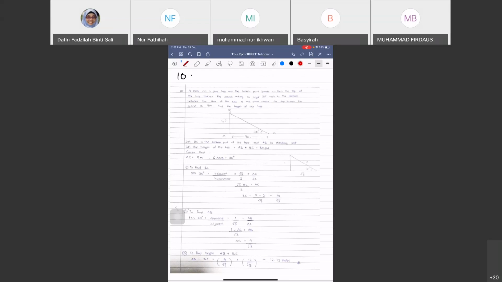I hope everyone can see this. So basically, what you have is a man cuts a pine tree and the broken part bends so that the top of the tree touches the ground, making an angle 30 degrees with it. The distance between the foot of the tree to the point where the top touches the ground is 9 meters. Find the height of the tree.